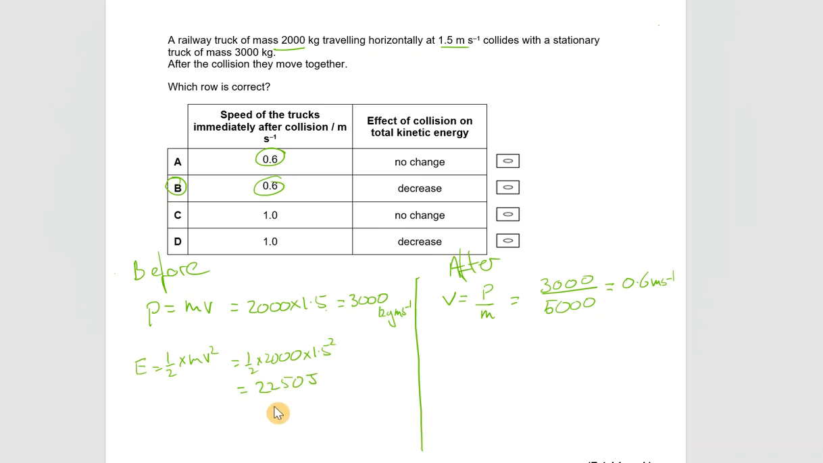2,250 joules. I don't have to worry about the second truck in the before situation, because the other truck was stationary, so it had no kinetic energy. Let's use the same equation for the two trucks moving together. That's going to give me the energy is equal to a half. Two trucks moving together have a total mass of 5,000 kilograms, and they're moving at a speed of 0.6 meters per second. If I put those numbers into my calculator, I'm going to get an answer of 900 joules. So the kinetic energy has decreased.